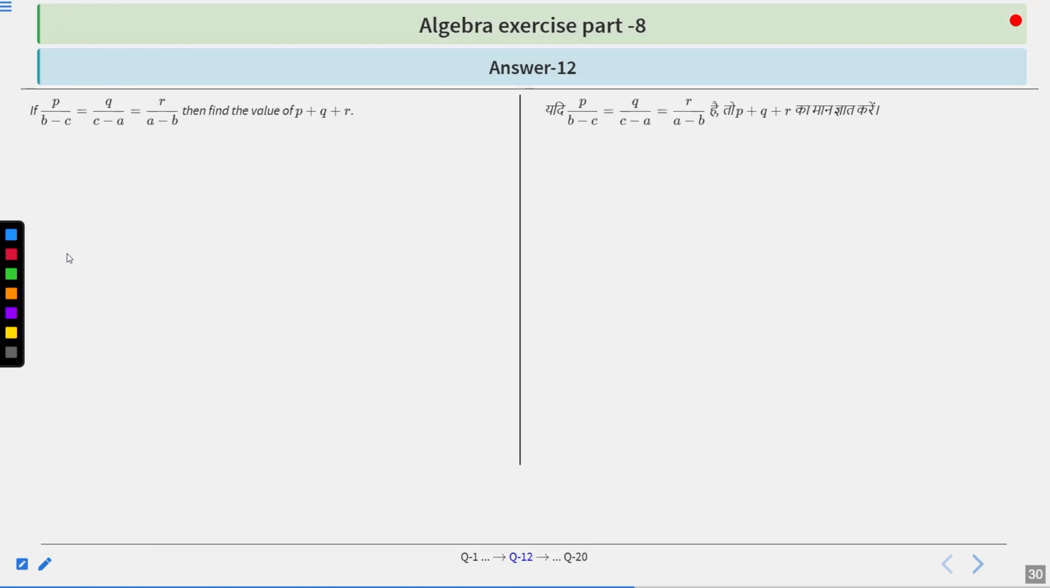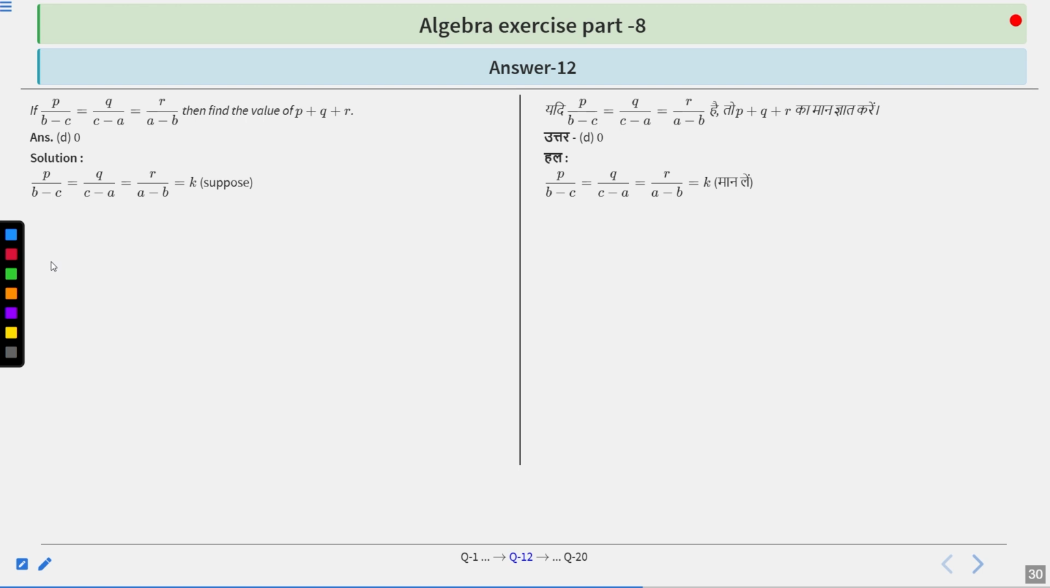So we were given that P upon B minus C is equal to Q upon C minus A equal to R upon A minus B. And we have to find the value of P plus Q plus R. So the correct answer to this question is option number D, 0. Let's have a look at the solution of this question.